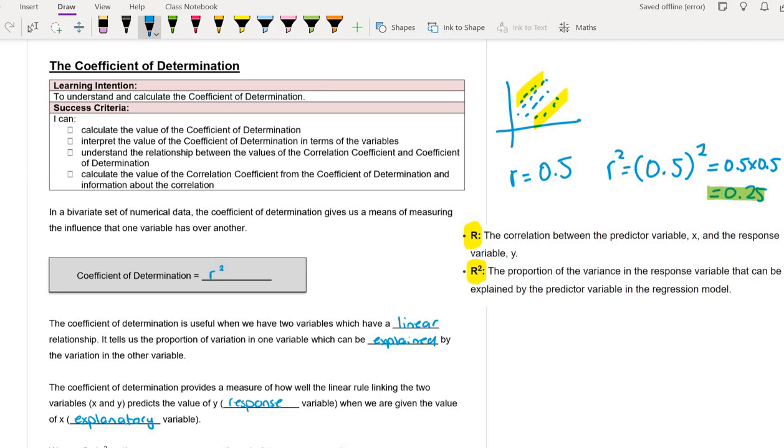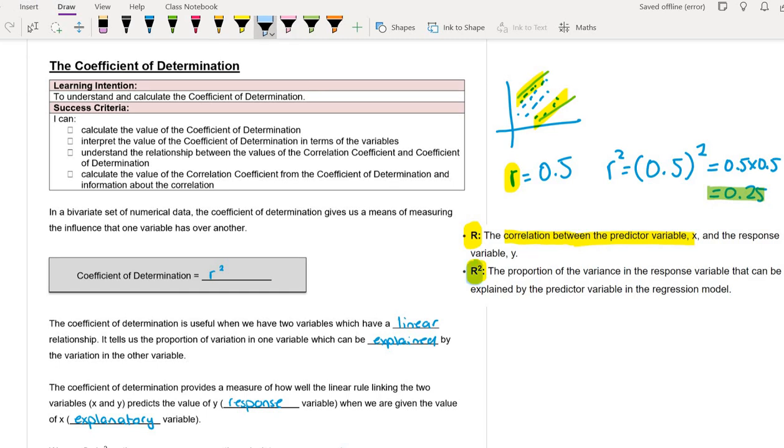Let's go back to the R value. The R value gives you the correlation between the two variables. So it tells you, is it linear? Is it positive or is it negative? It tells you all of that. However, it doesn't really tell you too much more than that.